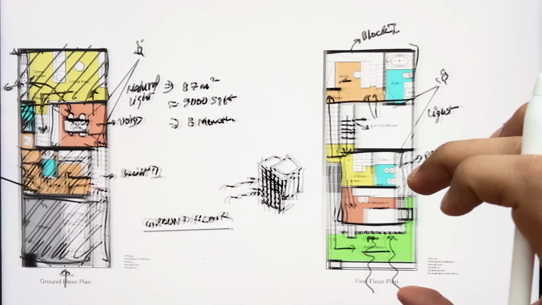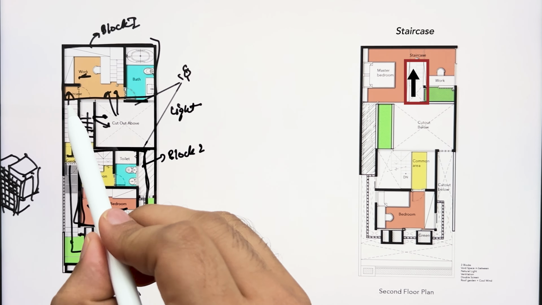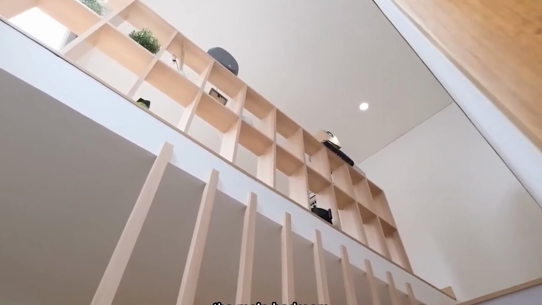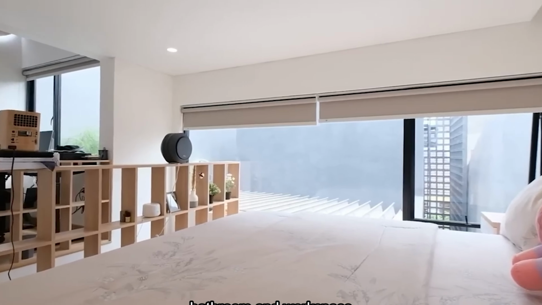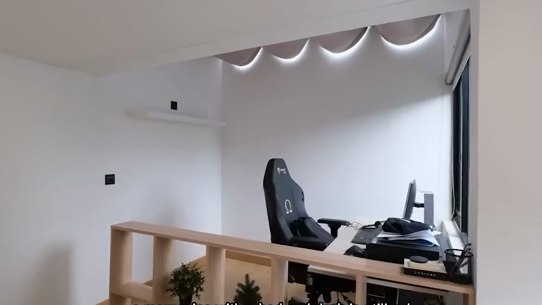So let's see what is happening on the second floor of the plan. From the workstation, there is a staircase which will lead you to the master bedroom of the house. And this staircase is also connected to the small workstation adjacent to the master bedroom.